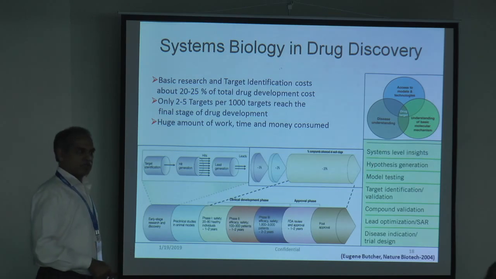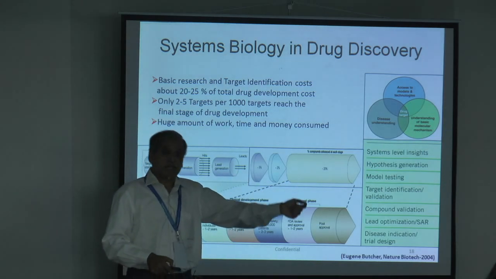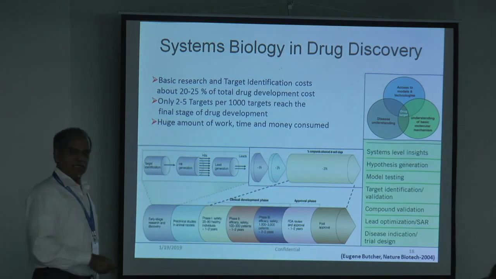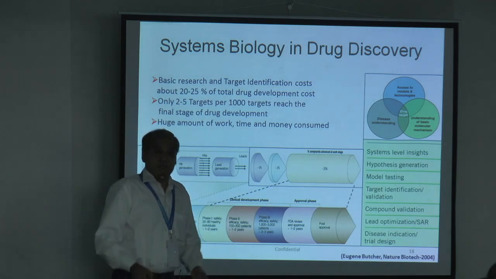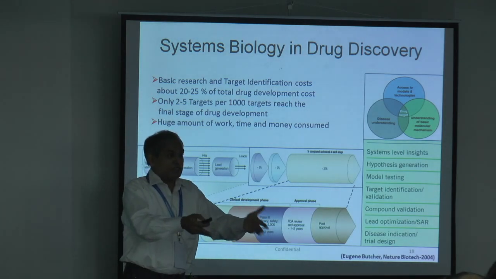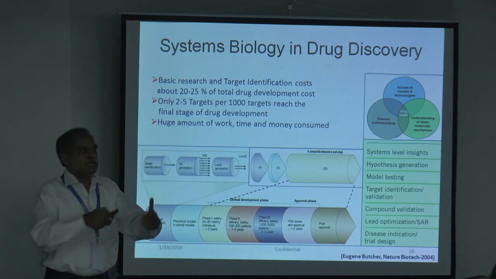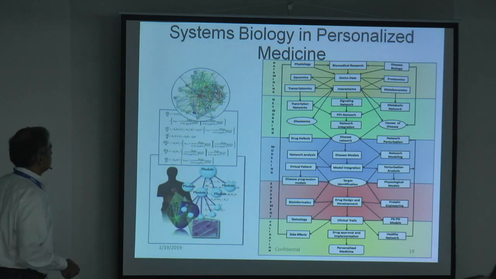I can generate hypotheses: in a disease, what drug I need to design for, compound validation, disease indication, even the definition of a disease. How do I define even what a disease is in an individual? So these kinds of things I can now start characterizing and then listing.